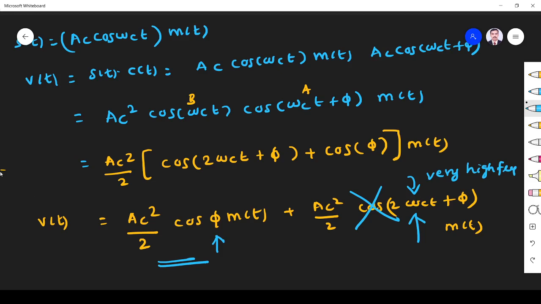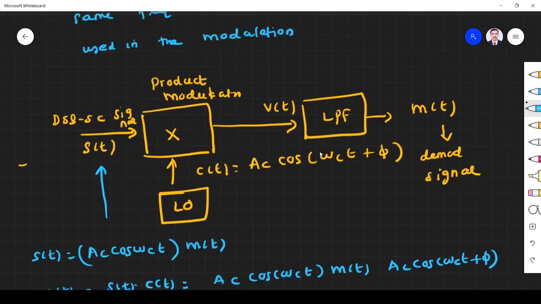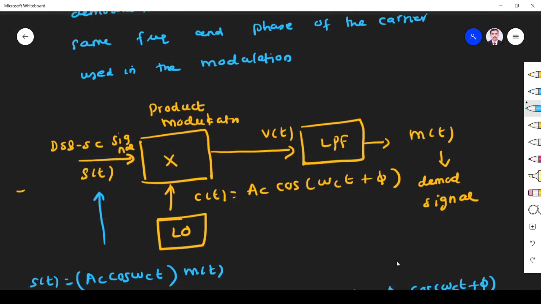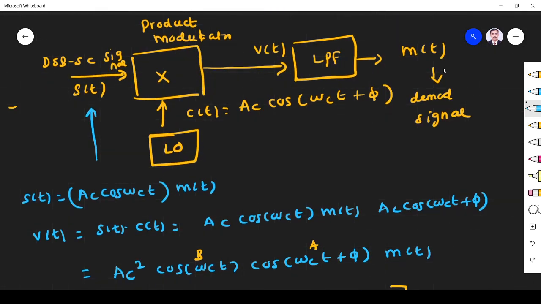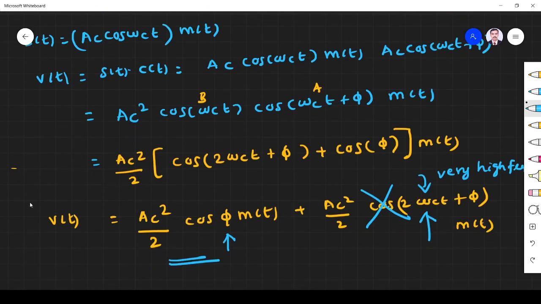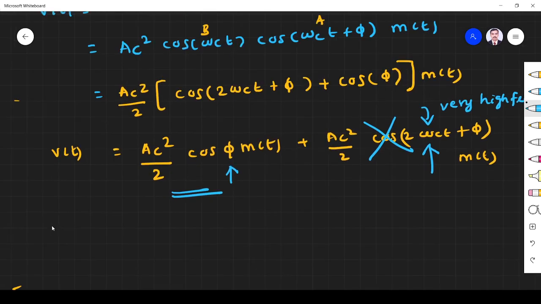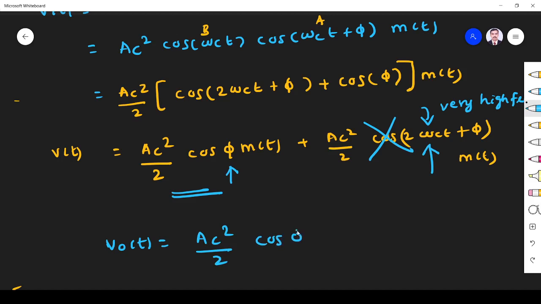So we know a low pass filter allows only the low frequency component. So we choose the cutoff frequency accordingly and stop the second part. Then what we get at the output is m of t. Fine. So the output of the low pass filter, v0(t), is Ac squared by 2 cos phi m of t, right?